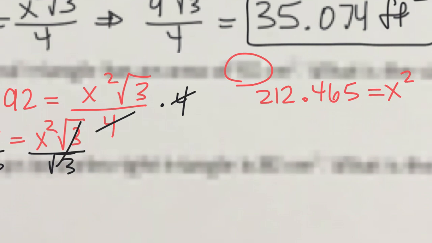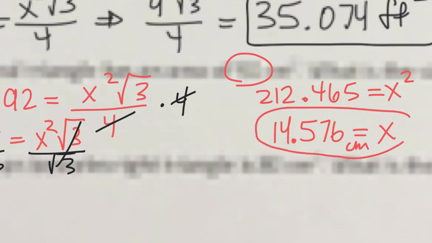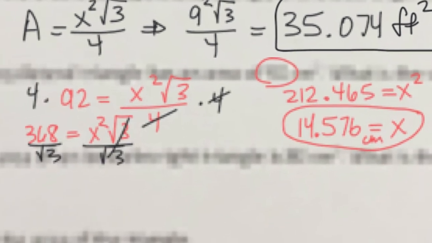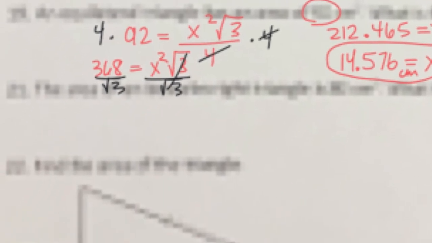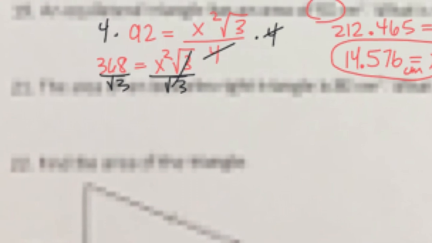And now I take the square root of that, and in square rooting both sides, I get 14.576 as the side length for my equilateral triangle, and my units are centimeters. So you have a question on your test that wants you to find the side length of an equilateral triangle if you know the area. Right? So we're using that same formula, and we are doing the algebra to solve for x.